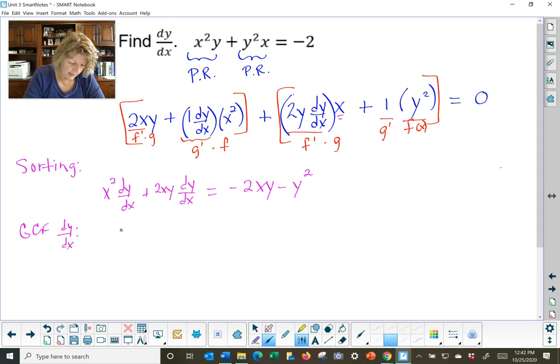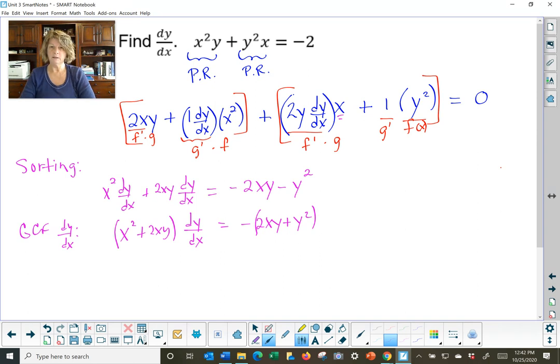So I'm going to have x squared plus 2xy times dy dx equals, the other side doesn't really matter, negative, I'm going to pull the negative, negative 2xy plus y squared, just to keep you guys guessing. All right. Next, I'm going to solve for dy dx.